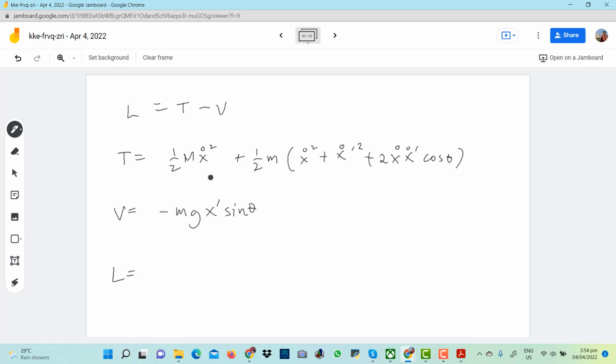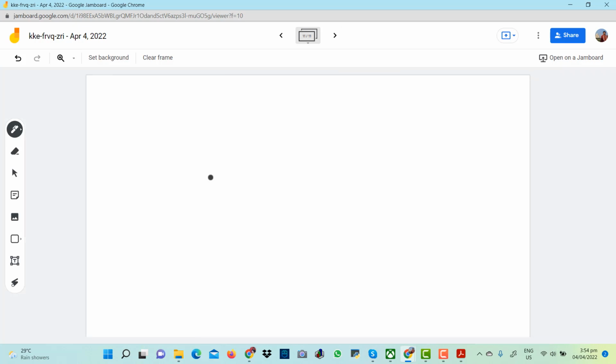So therefore the Lagrangian L is equal to T minus V: one half M x dot squared plus one half m times the quantity x dot squared plus x dot prime squared plus 2 x dot x dot prime cosine of theta, plus mg x prime sine of theta. If you derive, I have two Euler-Lagrange equations. I have the Euler-Lagrange for x: partial L partial x minus d/dt of partial L partial x dot equals 0.